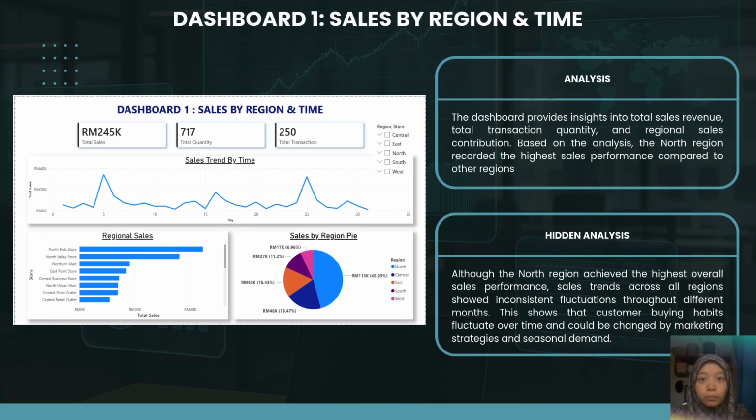Insight, while the North region performance best, the changing sales pattern each month indicate that the company needs to strategically plan promotion to maintain sales momentum and improve performance in other regions.